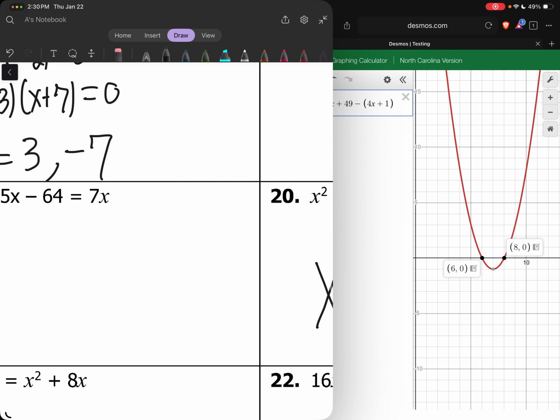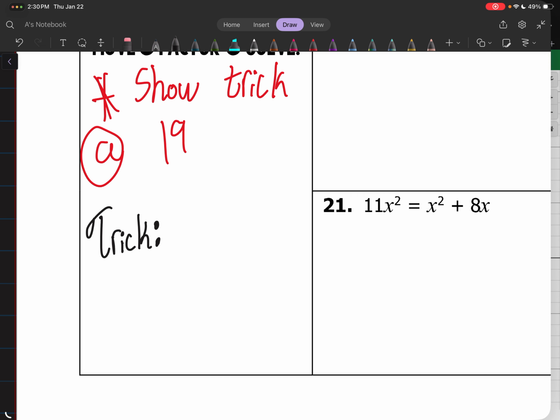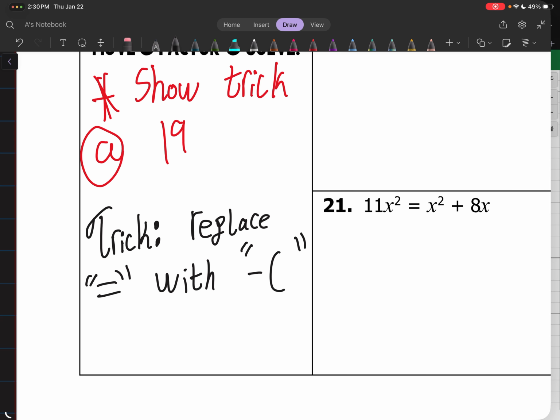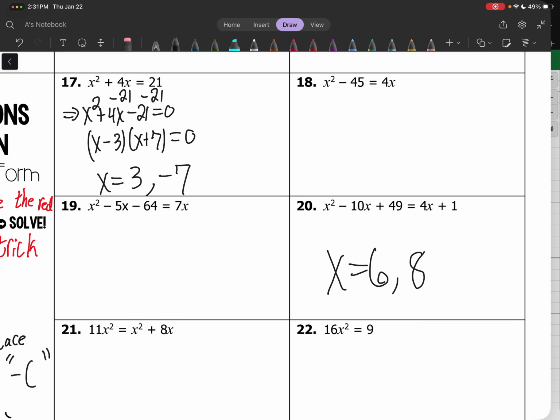All right. I'm going to write down my trick. So I'm going to say replace equal sign with minus open parenthesis. That is the trick to solve anything that is set up in an equation. So go ahead and try 18, 19, 21, and 22.